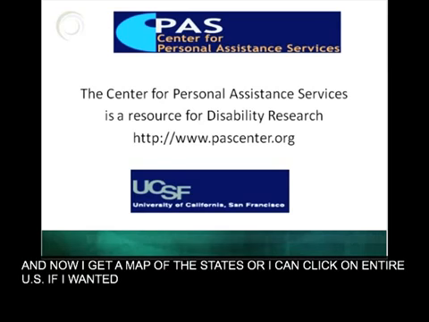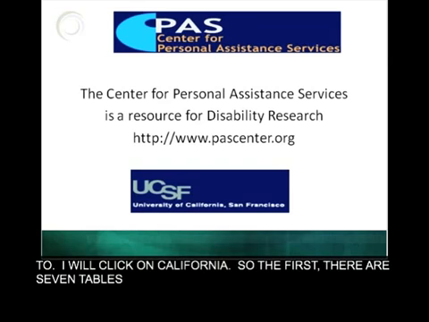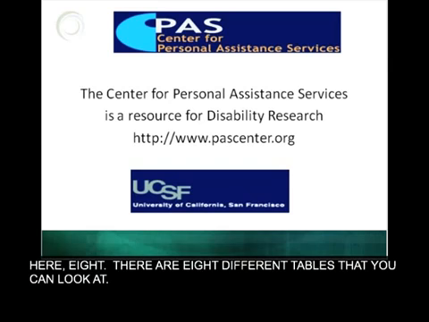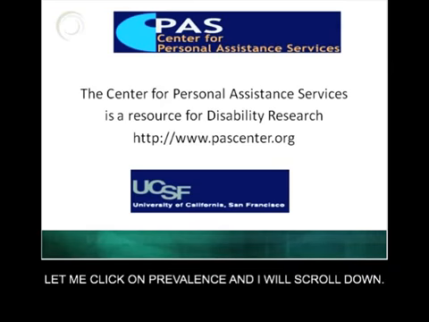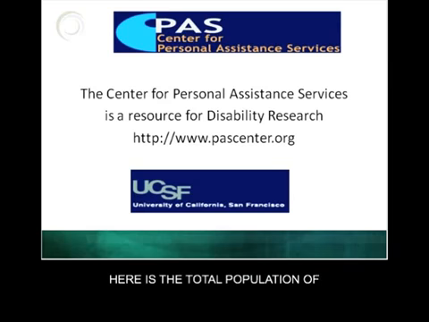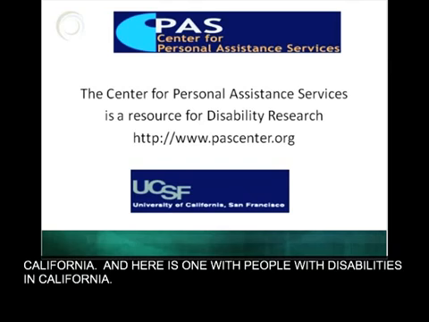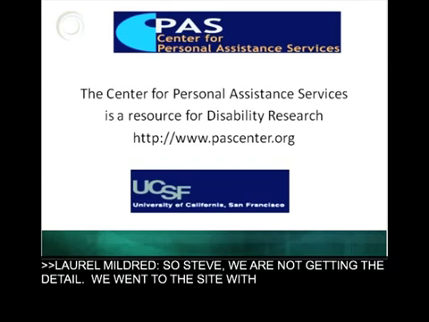Or I can click on entire U.S. if I wanted to. And click on California. Okay, there are, I think, eight different tables that you can look at. Let me click on prevalence. And I'm going to scroll down. And so here is the total population of California of people 5 and over. And here's the number of people with disabilities in California, 3.8 million according to the American Community Survey.